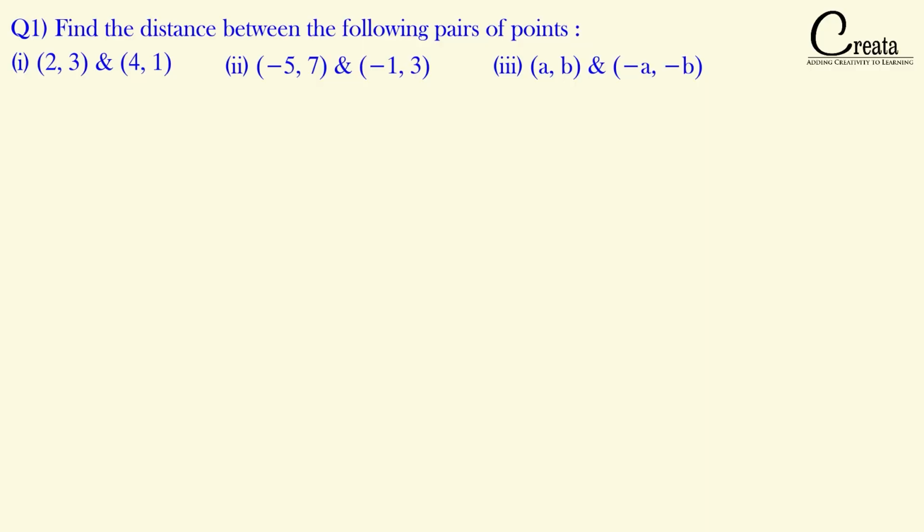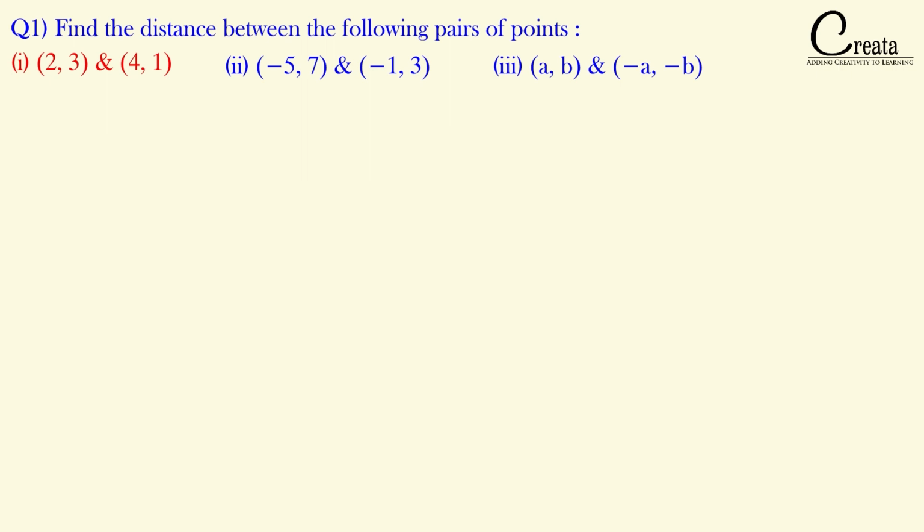So without taking any further time, let's start question number 1 of exercise 7.1. Here it is. The first question is, find the distance between the following pair of points. Three subparts are given, we will take them one by one. Let's take the first part. We have to find the distance between the two coordinates, that is (2, 3) and (4, 1).